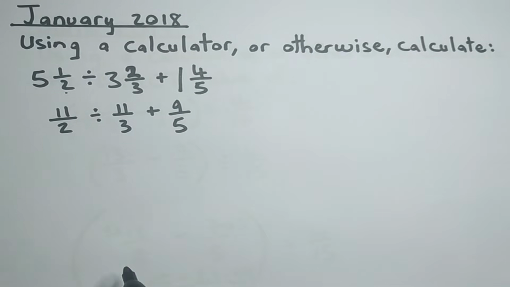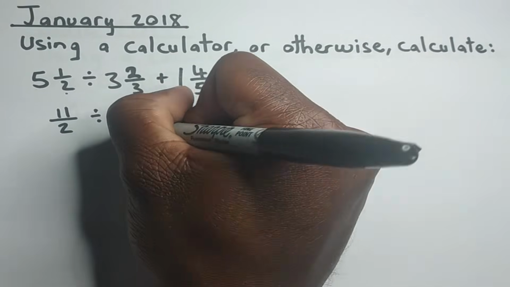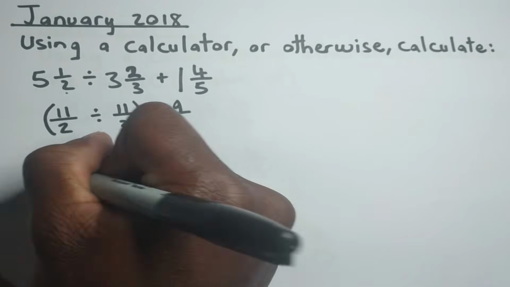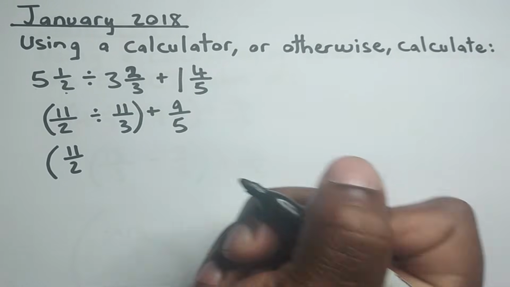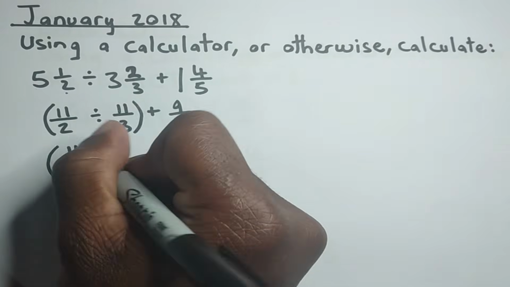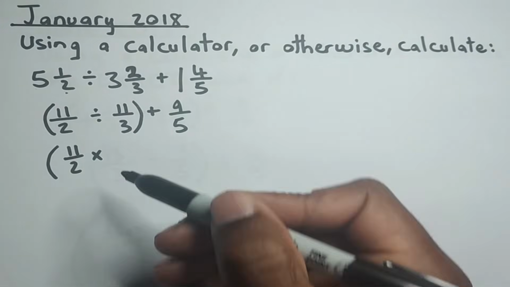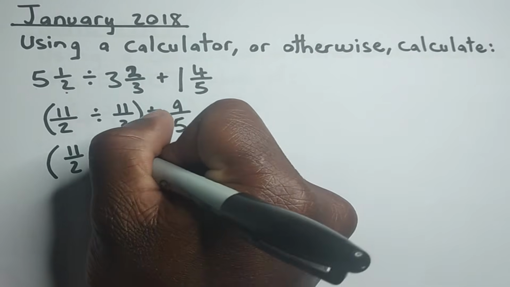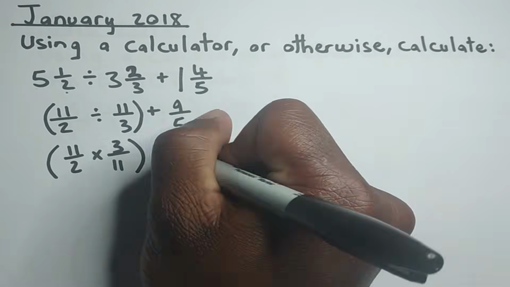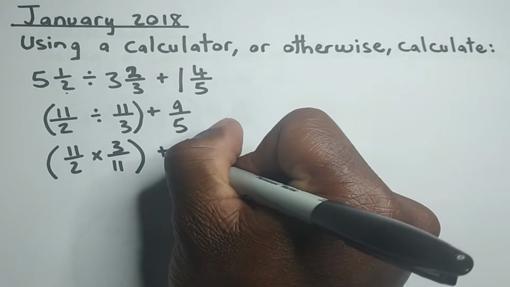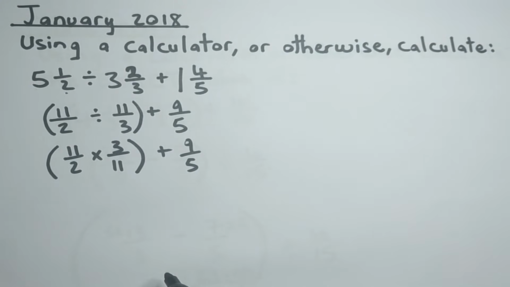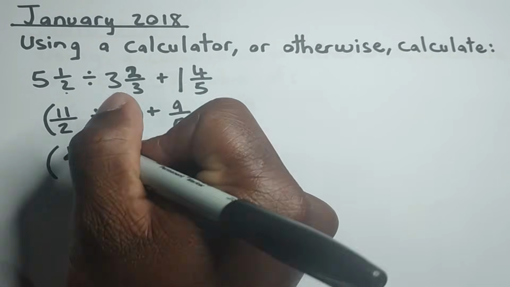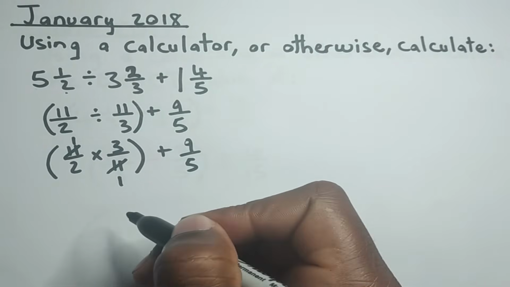Now we could put this in brackets because we have to divide first. When we're dividing, we are required to keep the first fraction, so always remember that. Then we change the division sign to multiplication, then flip the second fraction. So 11 over 3 will become 3 over 11. And we still have to add the 9 over 5 right here. We can simplify this. So 11 will cancel 11, 11 going into 11 one time, 11 into 11 one time.